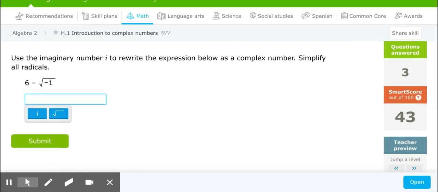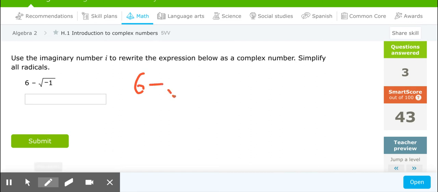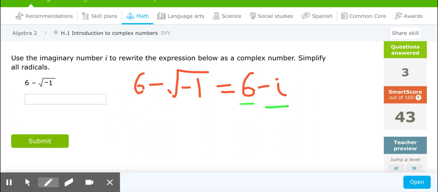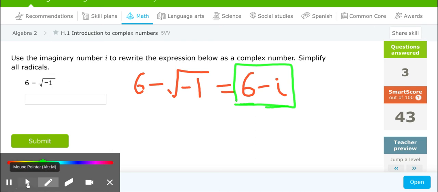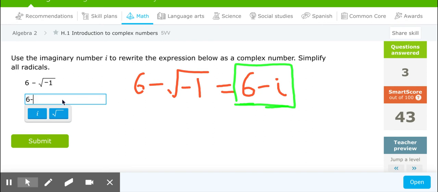All right, this one's a little trickier. Let's go ahead and do this one. So here we have 6 minus the square root of -1. Well, what's another way that we can write the square root of -1? We can write it as i. So let's just call this 6 minus i. Since this is a complex number, since the 6 is a real number and the -i is an imaginary number, we can't combine these, right? So this is already simplified. Our answer is simply 6 minus i.